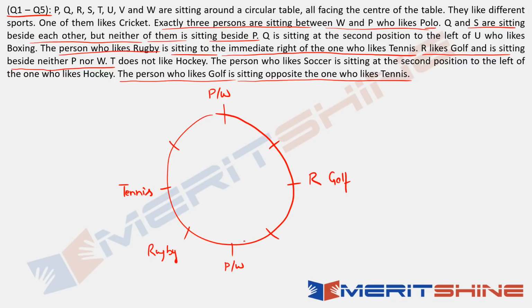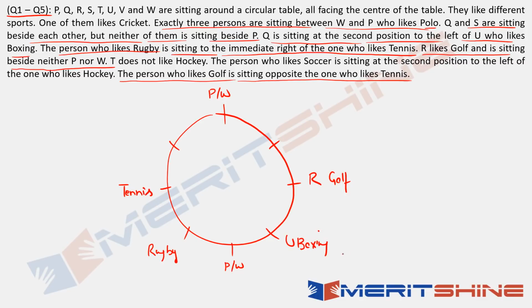Anything else that's connected here? Yes, this is there. Q is sitting at the second position to the left of U who likes boxing. Now this will do the job for us. U boxing. Where can you put U boxing? Can it be accommodated here? Any of these positions? No. So the only possibility is this. In this range, if Q has to be adjusted, it cannot come here, it cannot come here. That's the only place. So this is U boxing.